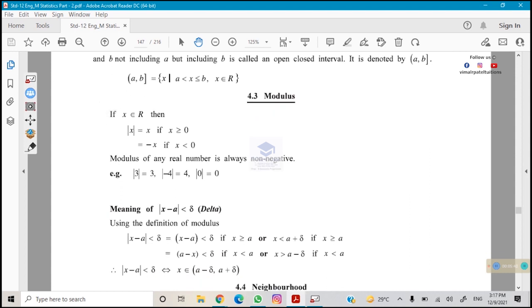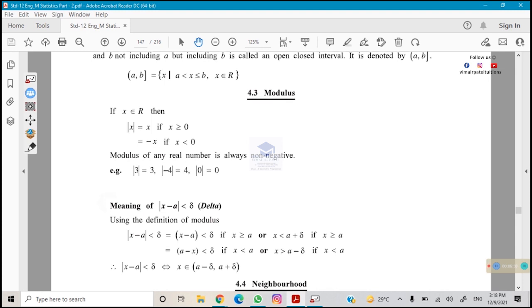Then modulus. Modulus of any real number is always non-negative. Modulus 3 is 3 and modulus minus 3 is also 3. So modulus will eliminate the minus or negative sign.